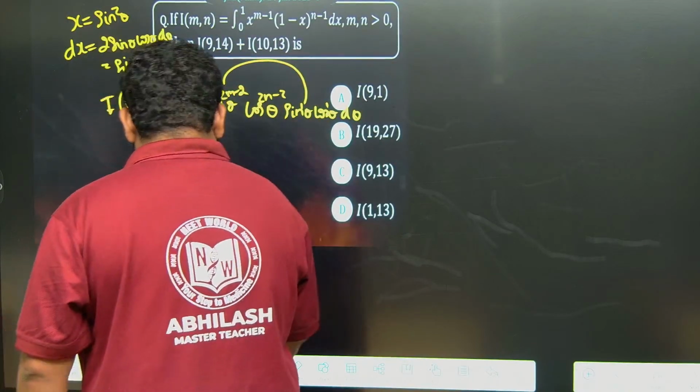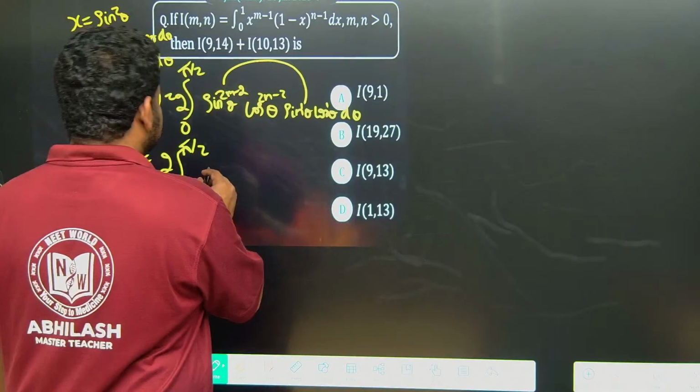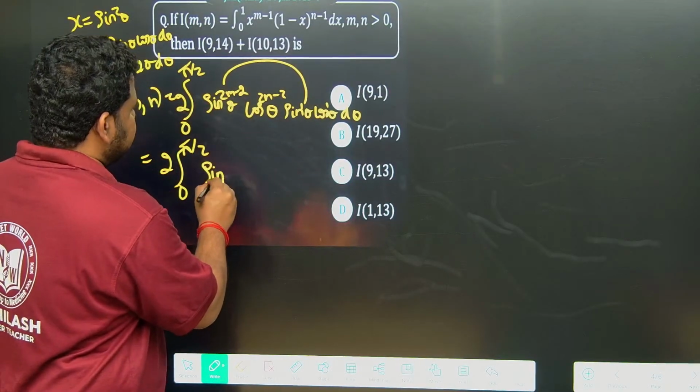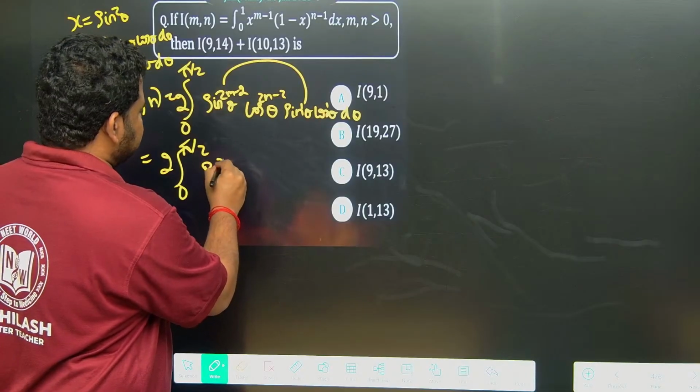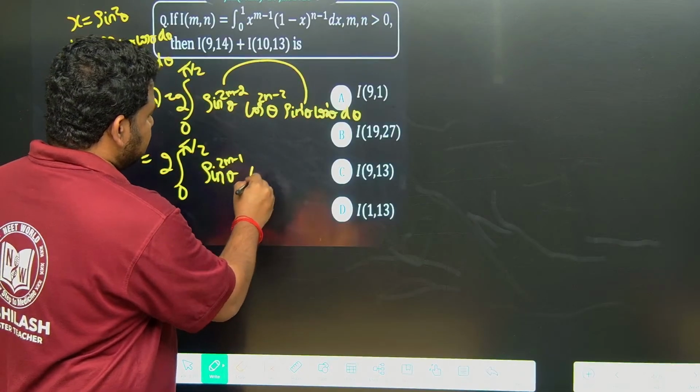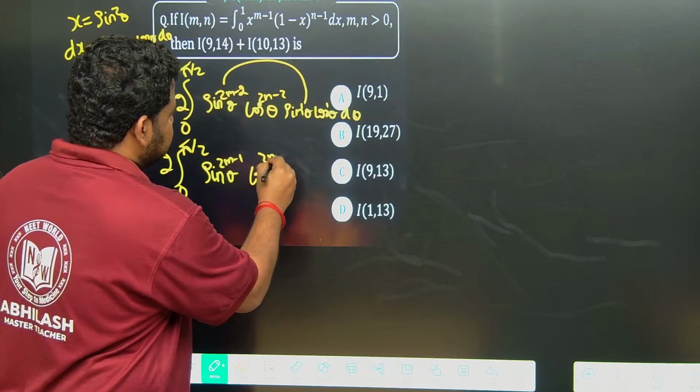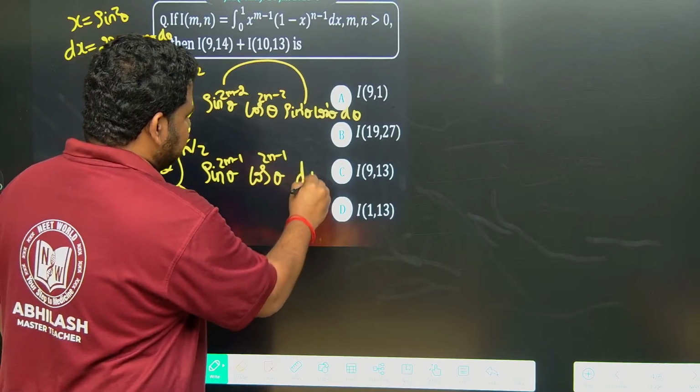So, if you focus now, this will become sine to the power of 2m minus 1 theta into cos to the power of 2n minus 1 theta, d theta.